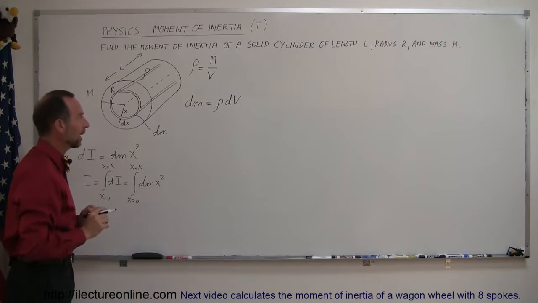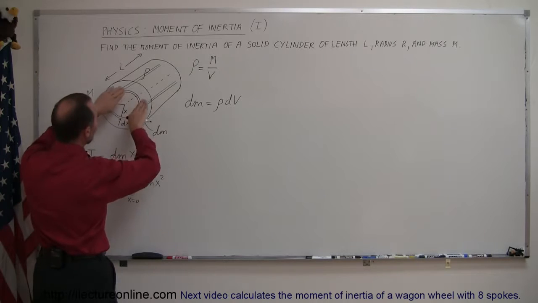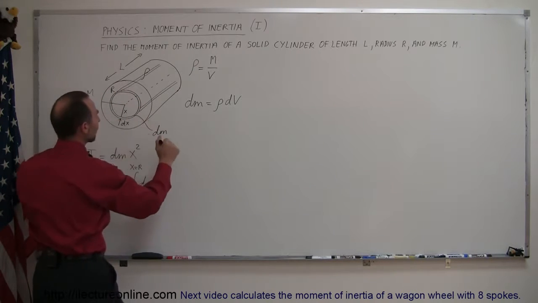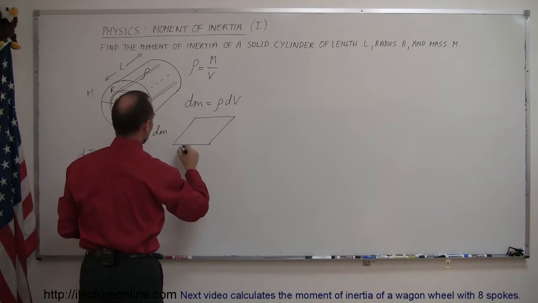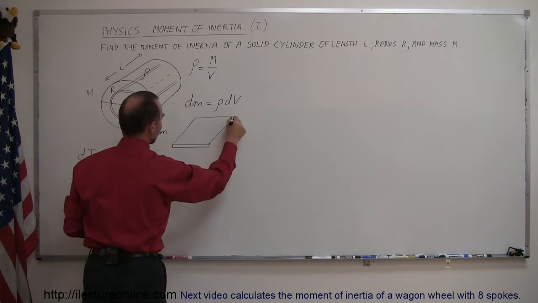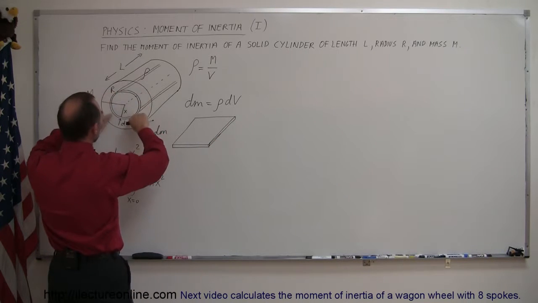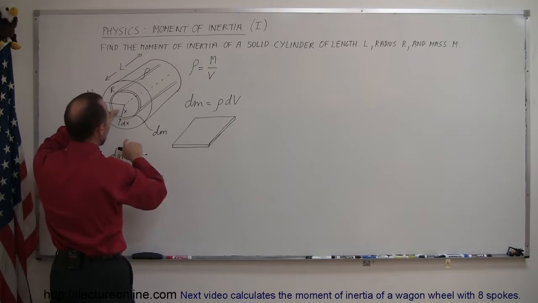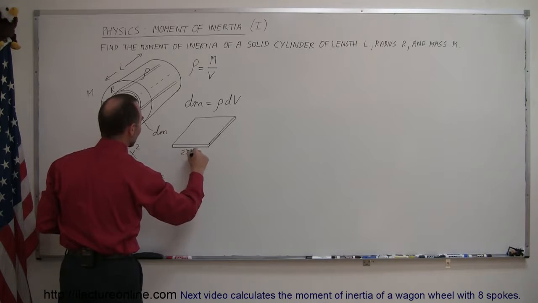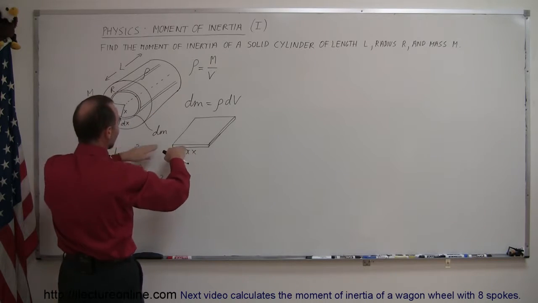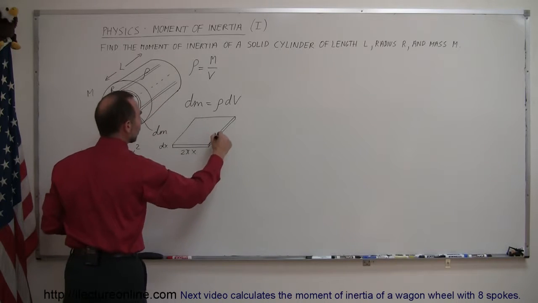I think I'm onto something now, because what is the dV of that little shell? Well, if I cut it with a scissor and lay it flat, it would be a thin strip like this. The circumference of this circle, which is 2 pi x, would now be this distance right here. That would be the circumference of the circle when I lay it flat. The thickness would be dx, and the length would be the length of the cylinder, which is L.